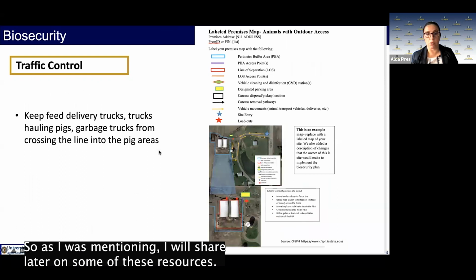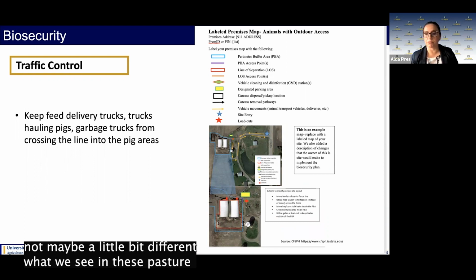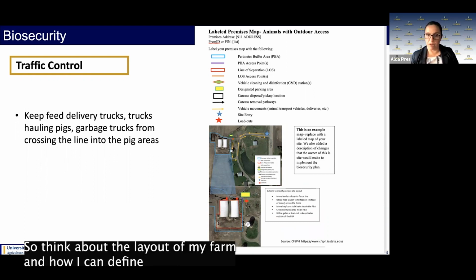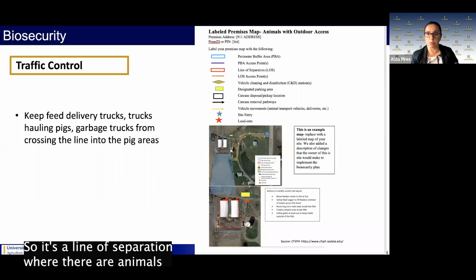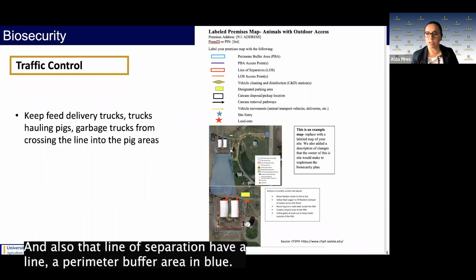And this is the same. As I mentioned, I will share some of these resources later on. This is a map of animals with outdoor access, maybe a little bit different from what we see in these pasture-based systems, but the principle is the same. So think about the layout of your farm and how you can define what we call a line of separation. That line of separation is in red here. It's a line of separation where there are animals, and there is another access for the trucks and for the people. And outside that line of separation, we have a perimeter buffer area in blue.